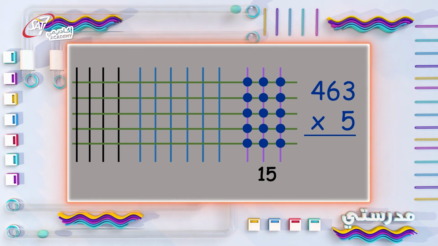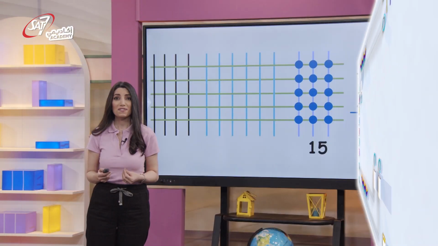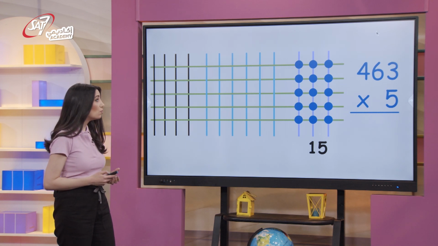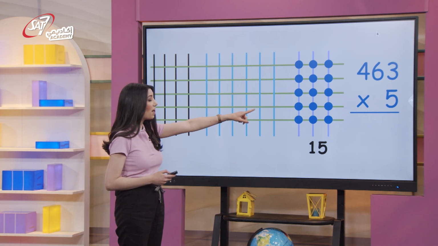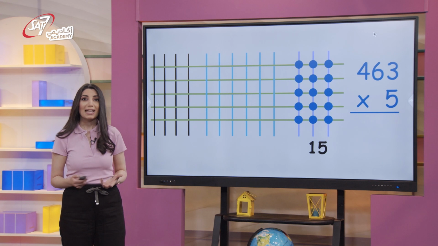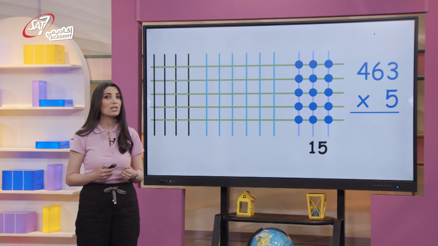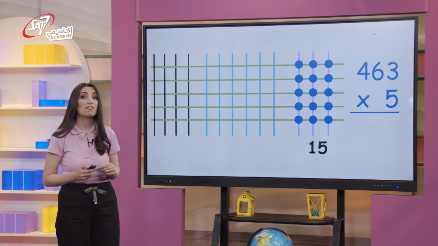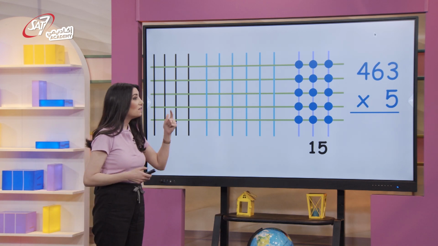Wait a minute, I know that 3 times 5 is 15. I don't really need to count the meeting points. I also know that 6 times 5 is 30. Counting 30 spots will be time consuming, and if I ever forget the answer, I can count by fives. 5, 10, 15, 20, 25, 30. Let's try a different way.